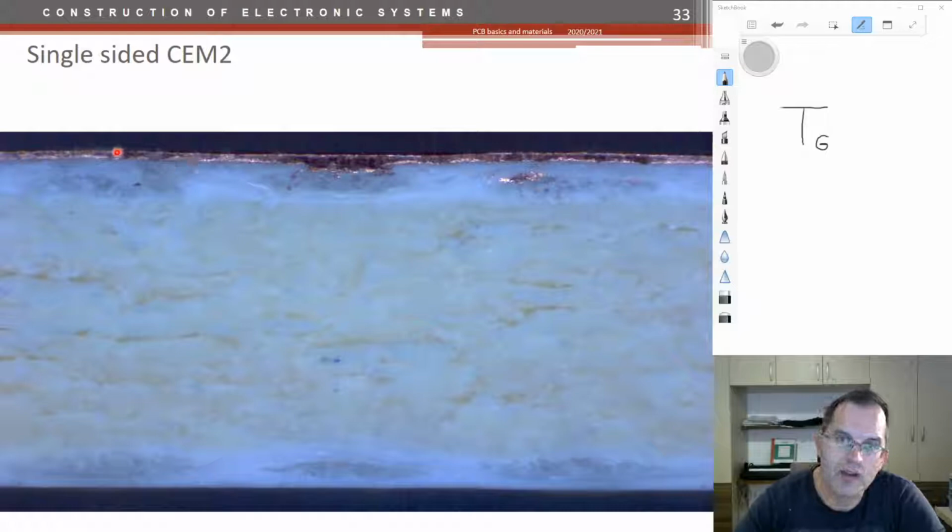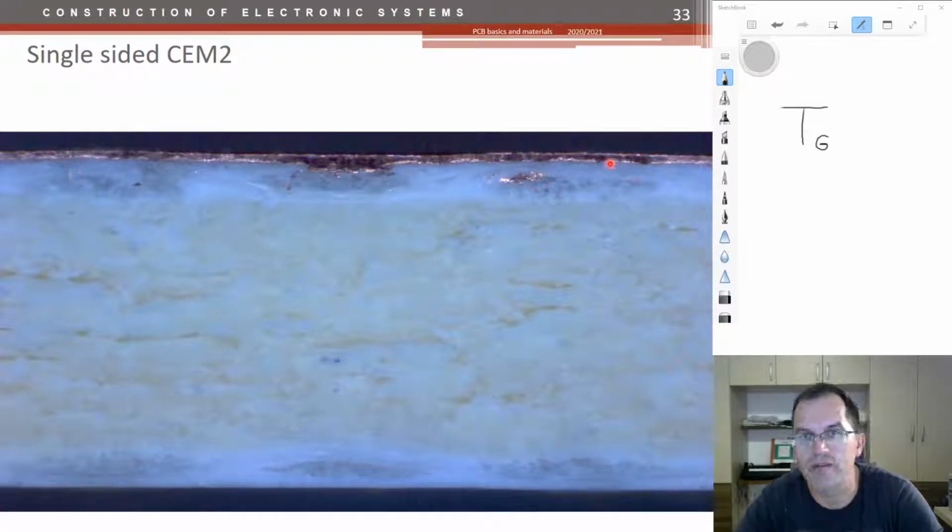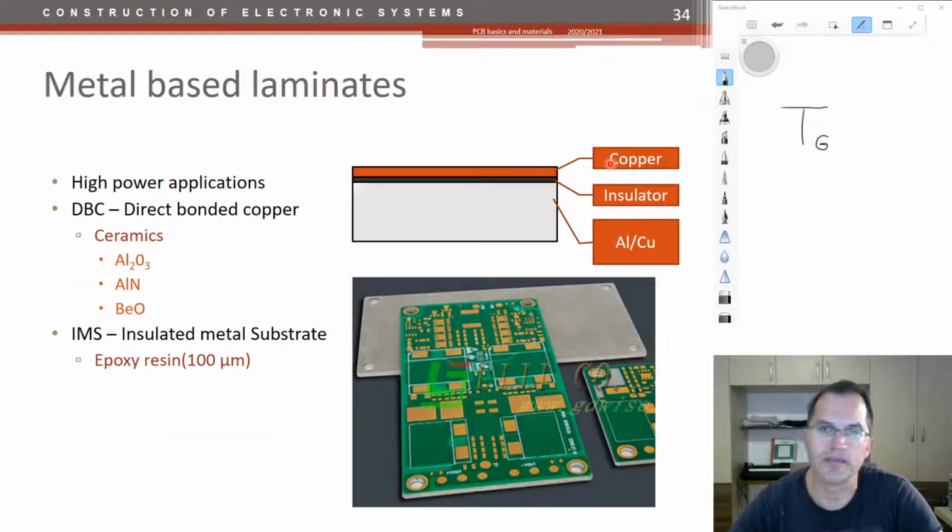That's the picture of the cross section. You see the glass fiber layer on top, glass fiber on bottom, paper in between, and a top layer of copper. All right, let's go to the metal-based laminates.